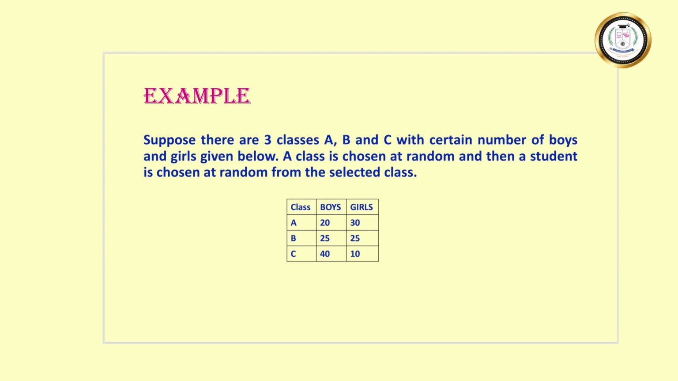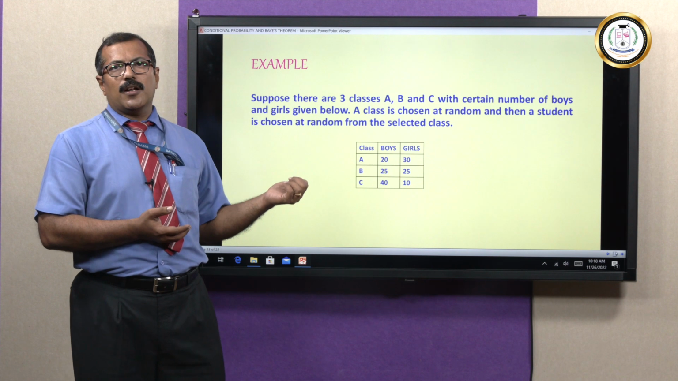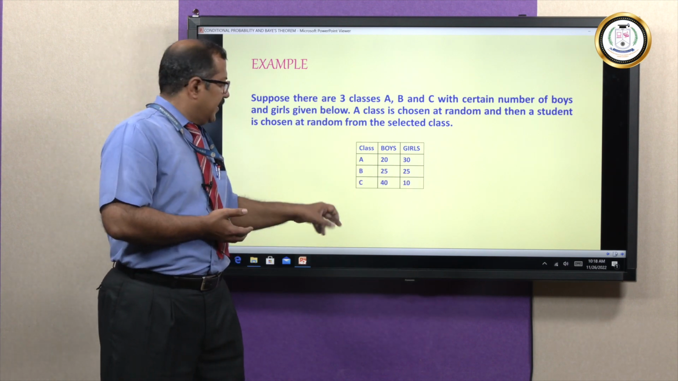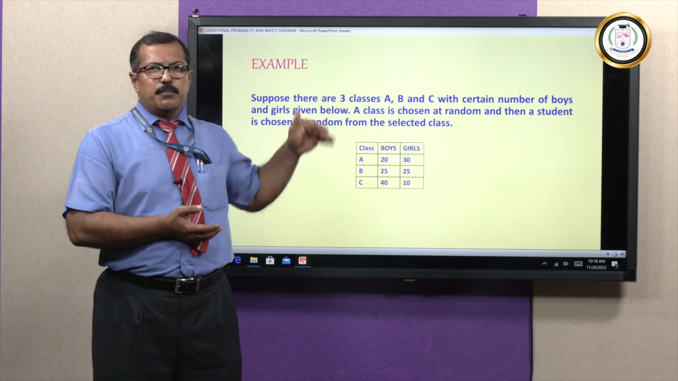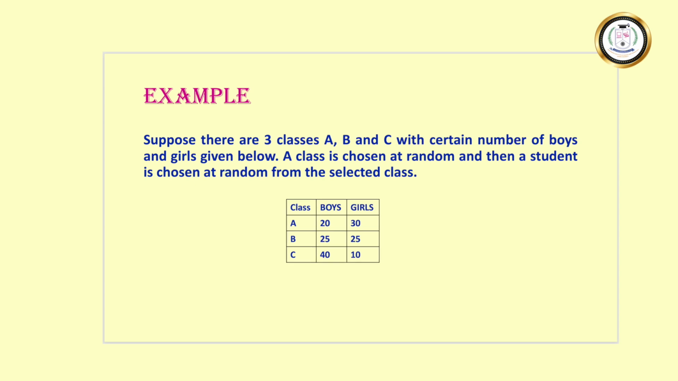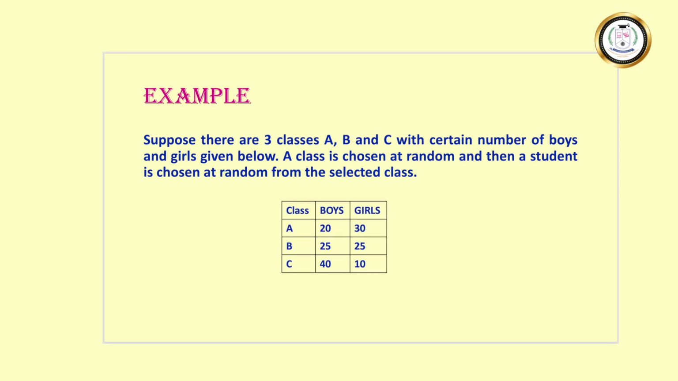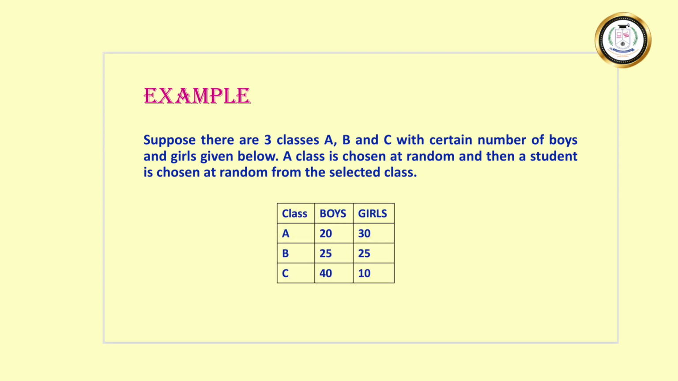Section A has 20 boys and 30 girls. Section B has 25 boys and 25 girls. Section C has 40 boys and 10 girls. So the compositions are like this. In class A, there are more girls. In class C, there are more boys, and class B has an equal number of boys and girls.